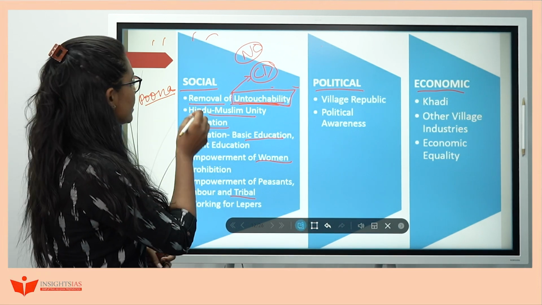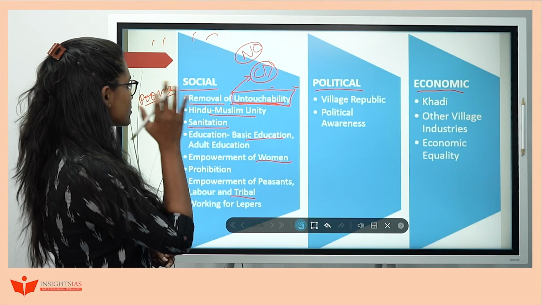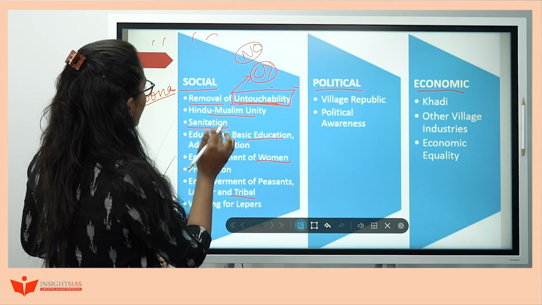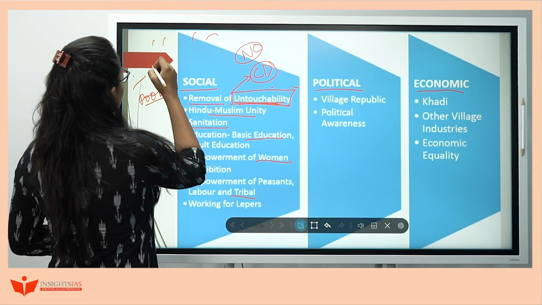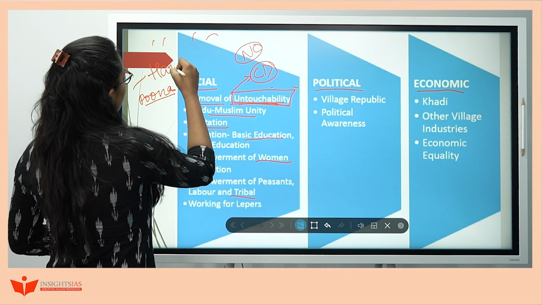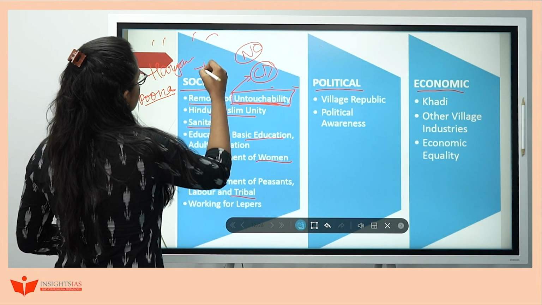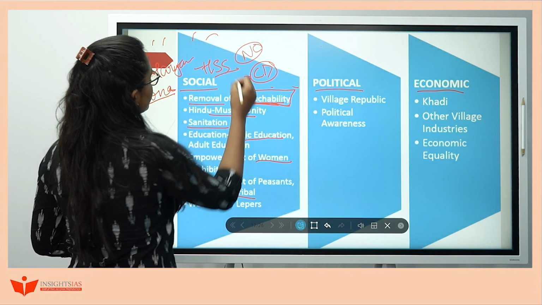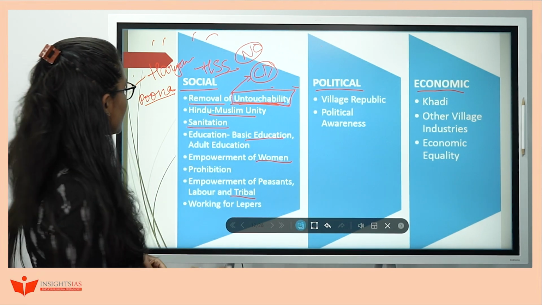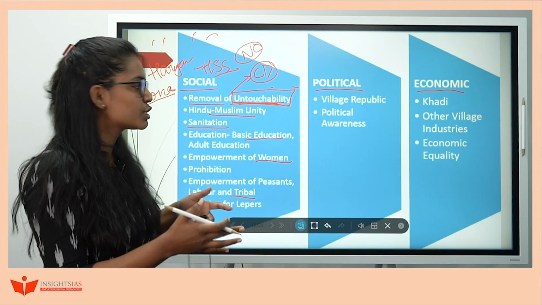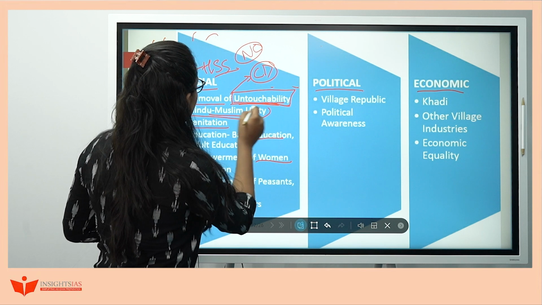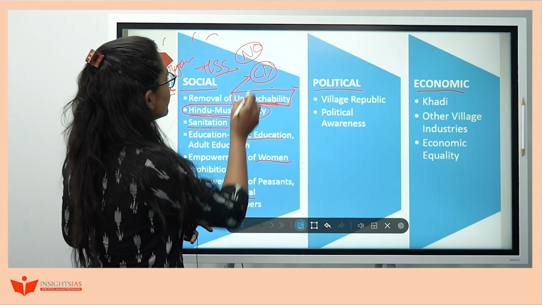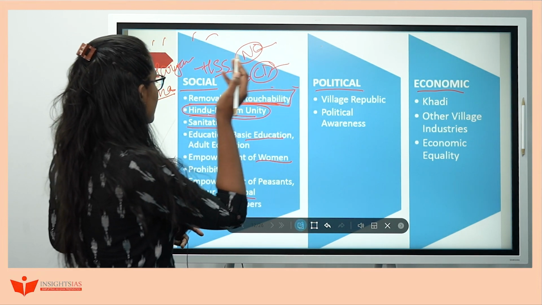It is a big evil that was still prevalent in society during that time. So what Gandhiji did was, he released the newspaper Harijan, then he created the Harijan Sevak Sangh to work for the upliftment of this particular section. So that's how he worked for the removal of untouchability. Now, Hindu-Muslim unity. We have to analyze during which phase Hindu-Muslim unity was greater.